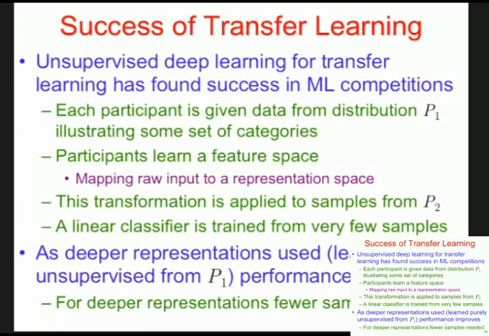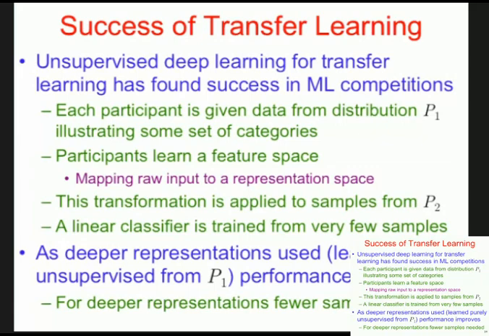Each participant is given data from distribution P1 illustrating some set of categories. So participants learn a feature space. I guess the cats and dogs. You're given lots of images of cats and dogs and you learn a representation. And so you have to do that first, mapping raw input to a representation space. This transformation is applied to samples from P2. So this could be the ants and wasps. And a linear classifier is trained from very few examples. So there is a fully connected layer that's coming up afterwards, which is telling you which ones are wasps and which ones are ants, but not a huge data set. All the learning has taken place on another data set, but you do need some; the last layer would be done by the task at hand.